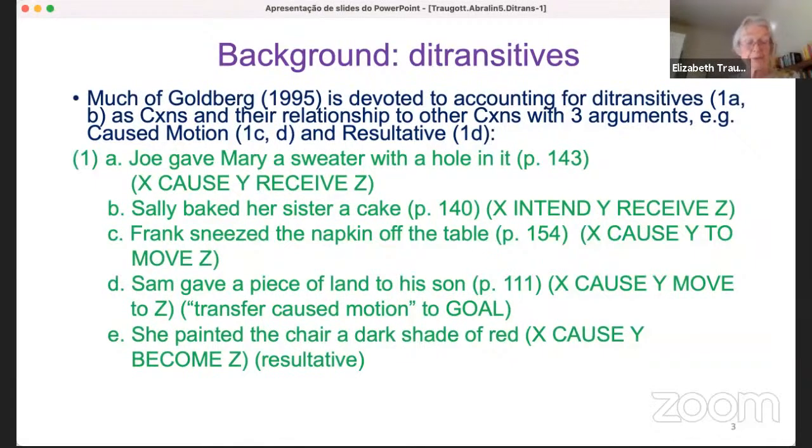And 1E, she painted the chair a dark shade of red. X causes Y to become Z. That's a resultative. So what Goldberg has been interested in is that each of those sentence types has three arguments in it. A subject, an object who receives something, and a thing received. So an agent who is a subject, a recipient who is the first object, and a second object, which is a thing.